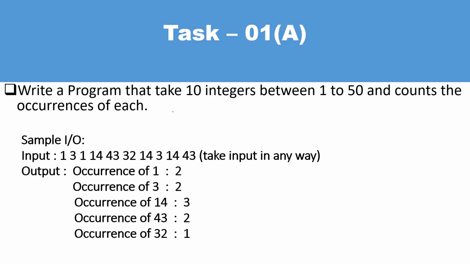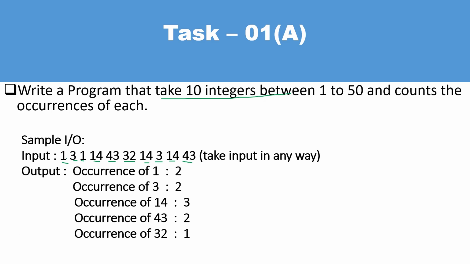So if you are still not getting it from the statement, let's first understand the sample input and output. Here it's saying that first of all you have to take 10 integers from the user. So here I took 10 integers, that is 1, 3, 1, 14, 43, 32, 14, 3, 14 and 43. These are the 10 numbers which I took from the user, and you can see that these numbers are between 1 to 50. So now what do you have to print? You have to print the occurrence of each unique integer.